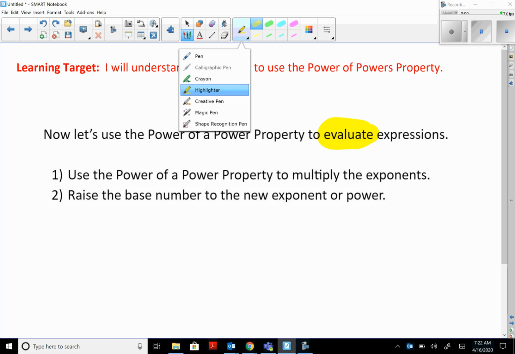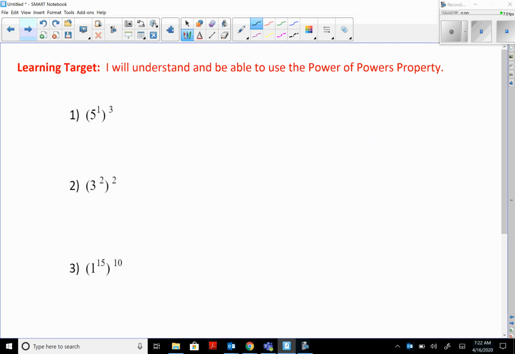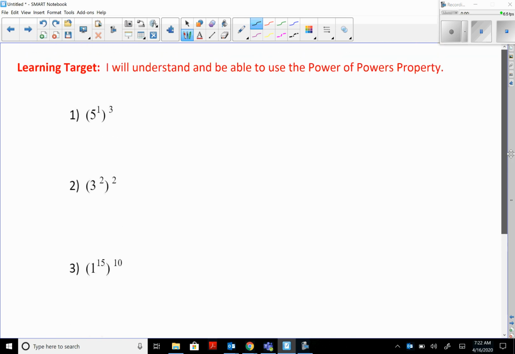So we're still going to use that first step where we use the power of a power property to multiply, and then we're going to actually take the base number and raise it to that exponent. So let's do a few together. Most of these examples that I came up with do not require a calculator. I did that just in case some of you don't have access to a calculator at home.